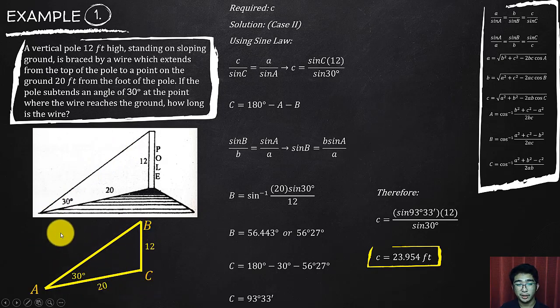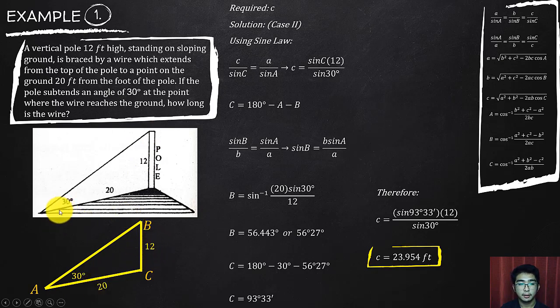So if we name our points, let's say this is point A, point B, the top of the pole, and then point C, the foot of the pole. Let's incorporate the angles and distances. This is 30 degrees, therefore angle A is 30 degrees. Height of the pole, that is 12, therefore the side A is 12 feet.